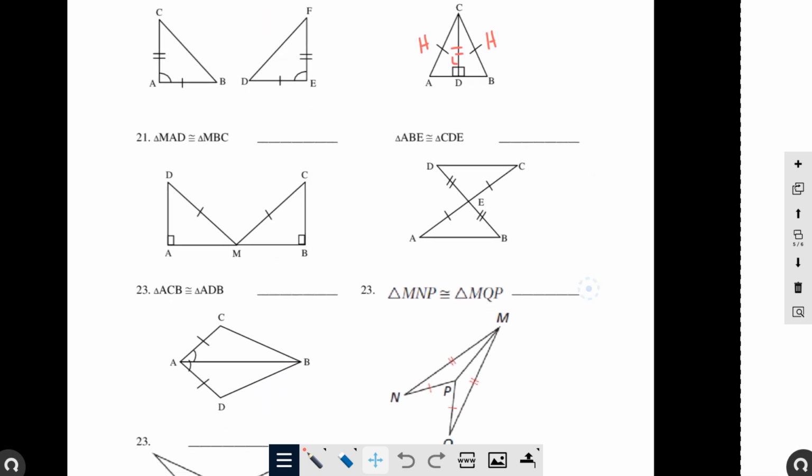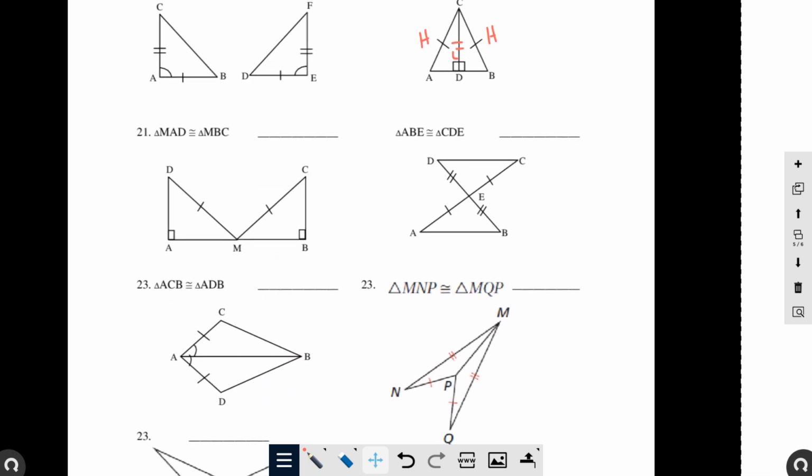All right, let's look at problem 21. How many things are marked in problem 21? There's 4, or 2 pairs, right? How many pairs of things do we need for any of these? 3. Can I mark a side that they share? Can I mark a vertical angle? Remember, a vertical angle's got to make an X. Do we see an X anywhere? No, not completely. So are these two triangles equal to each other?